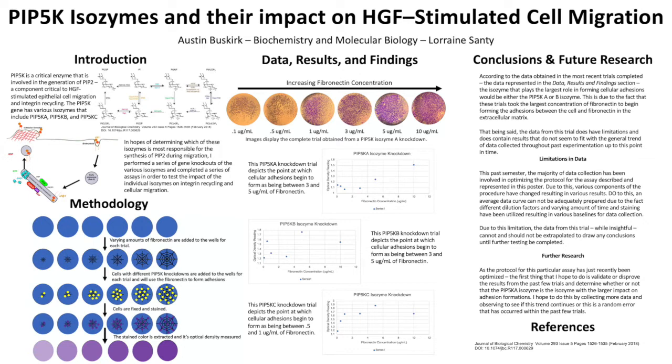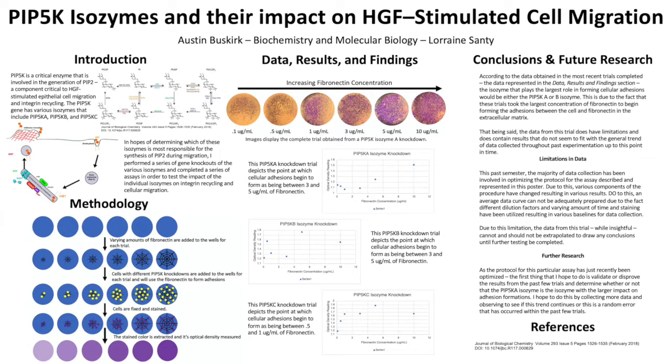I'm going to be presenting on the PIP5K isozymes and their impact on HGF-stimulated cell migration. So PIP5K is a critical enzyme that is involved in the generation of PIP2, which is a critical component in HGF-stimulated epithelial cell migration and integrin recycling. The PIP5K gene has various isozymes that include PIP5KA, PIP5KB, and PIP5KC.